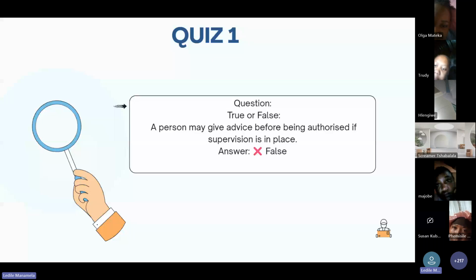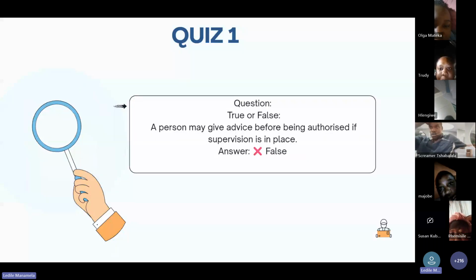So just a quick question. Kindly comment with T or F. If you think it's true, write T. If you think it's false, you'll write F. Because this one already has an answer. So the question goes: a person may give advice before being authorized if supervision is in place.